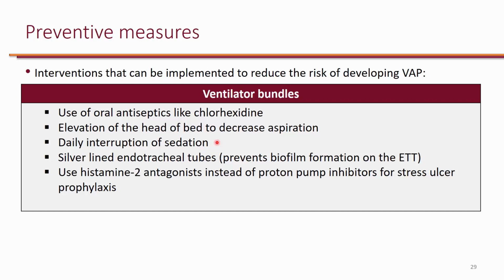There are also silver-lined endotracheal tubes that can prevent a biofilm formation. Some of these organisms can form biofilm, and then it's difficult to get rid of them. And of course, PPIs are usually associated with higher pneumonia. So when we can, for stress ulcer prophylaxis, we should use H2 receptor antagonists instead of PPIs.